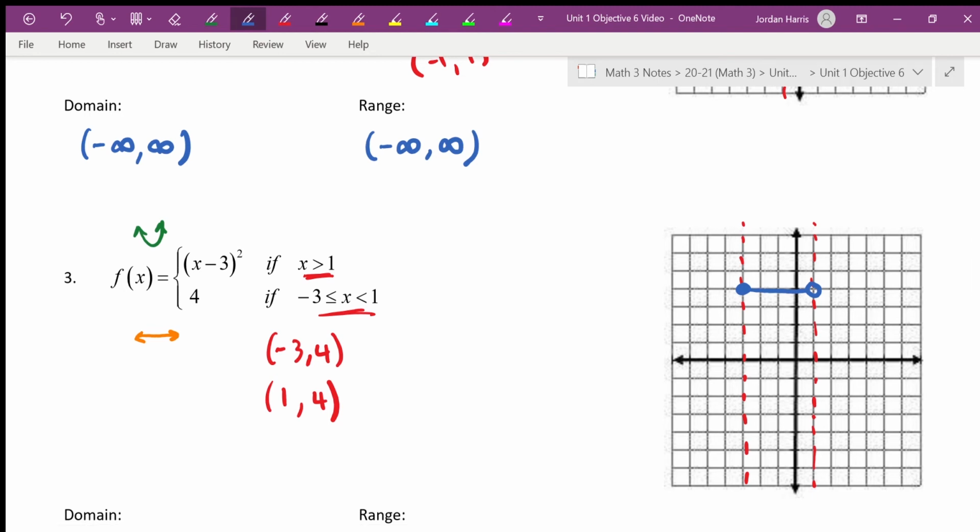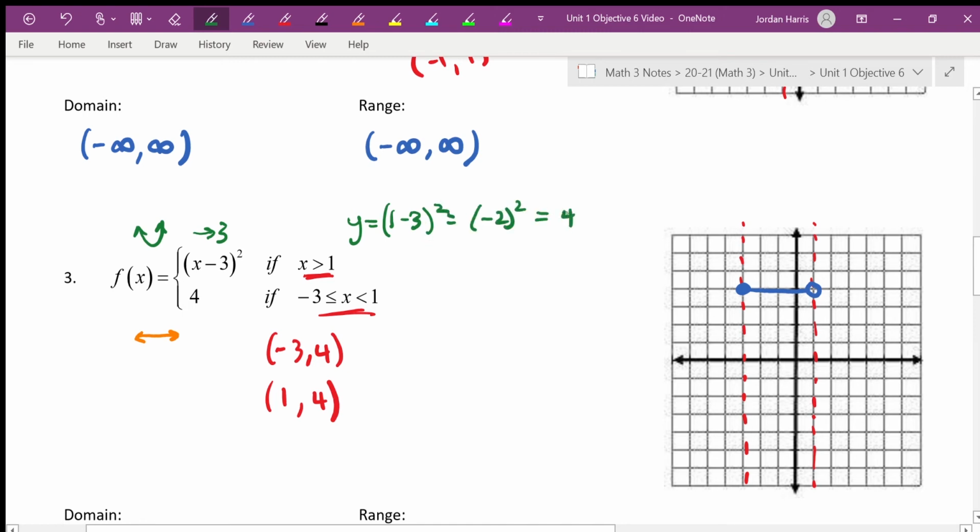Okay. Now I'm going to deal with this. So this is a right 3 shift. And we got to plug in our point. y equals 1 minus 3 squared, which is negative 2 squared. Remember, negative times a negative makes a positive 4. So (1, 4) happens to be the same again.